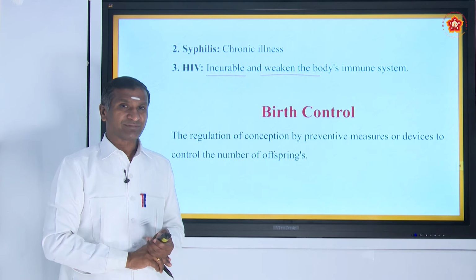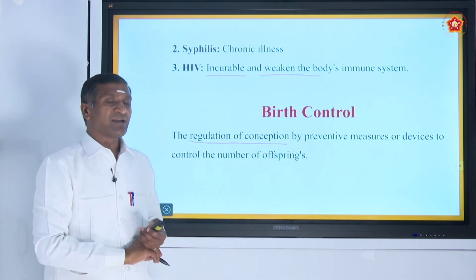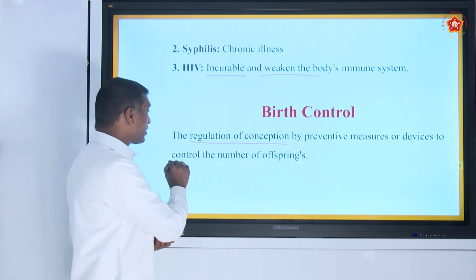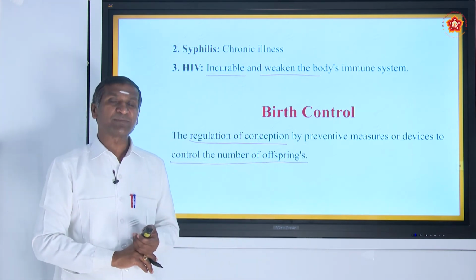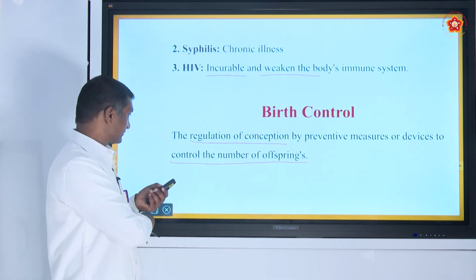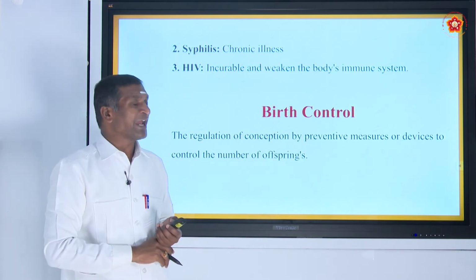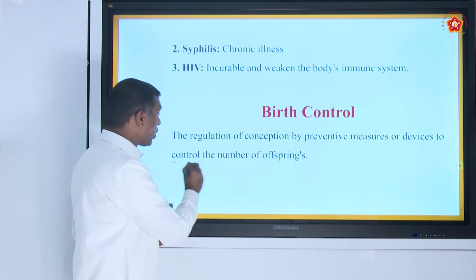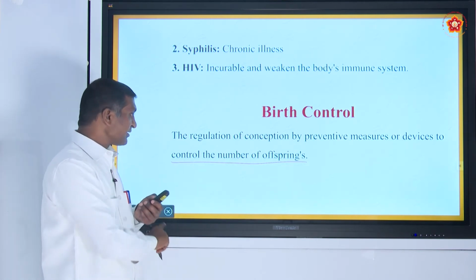Birth control. The regulation of conception by preventive measures or devices to control the number of offsprings, which we call birth control.